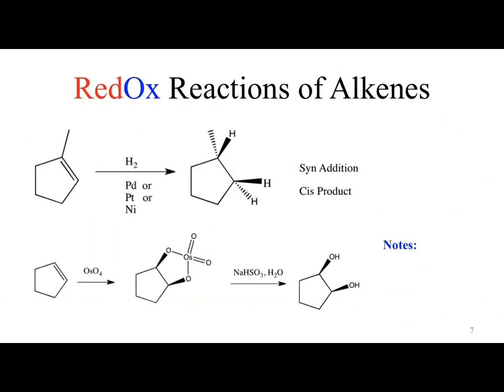So we can cover a little bit more on redox reactions. Oh, man, I just can't hold on to stuff today. We just talked about the hydrogen. So here's an example reaction where we're going to take a cycloalkene, methyl cycloalkene. We're going to react it with hydrogen, and we're going to have some catalyst.